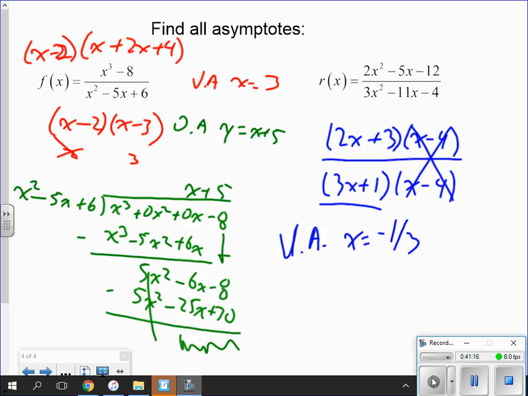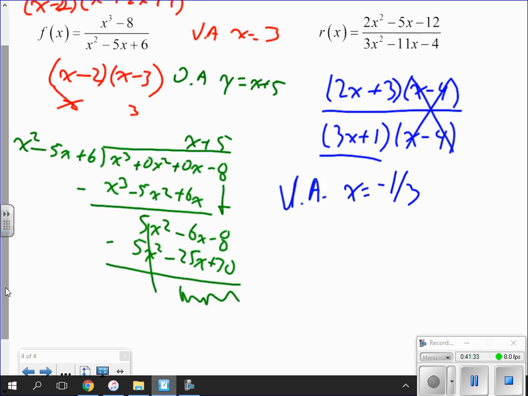Now I either look for horizontal or oblique. And what I do is I look at the largest powers. I look at the degree. In the numerator, I have a degree 2. In the denominator, I have a degree 2. If the degree is the same, then I have 2x squared over 3x squared, which becomes 2/3. So I have a horizontal asymptote at y equals 2/3.